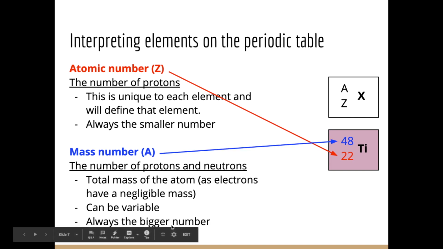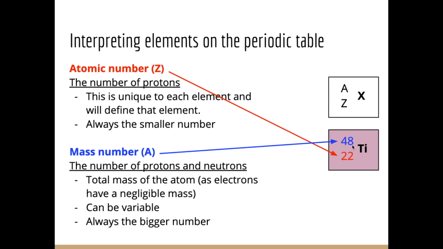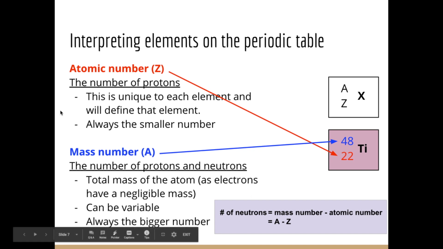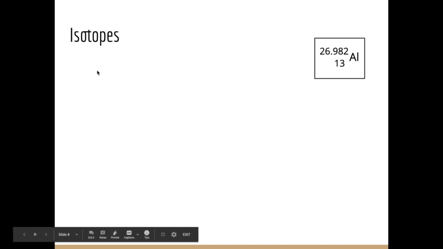Then we have the mass number, which is the bigger number. This is the number of protons and neutrons together, because they're the only two really contributing to the mass of the atom. And we said we can get the number of neutrons if we get this mass number and we subtract the atomic number from it.